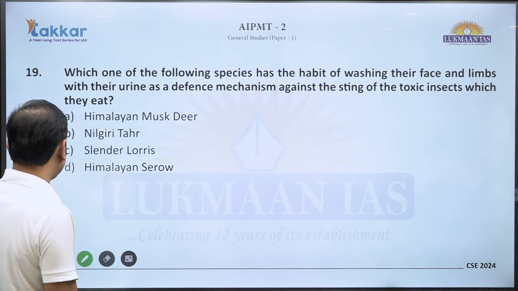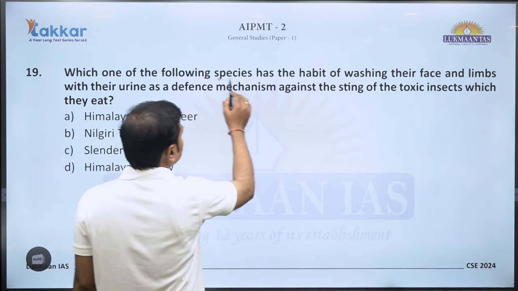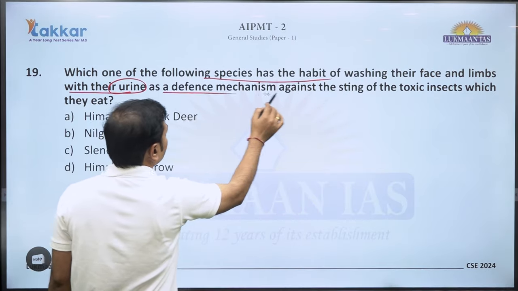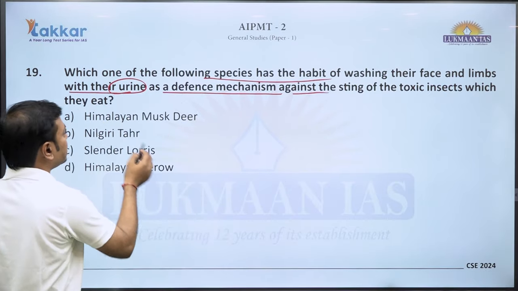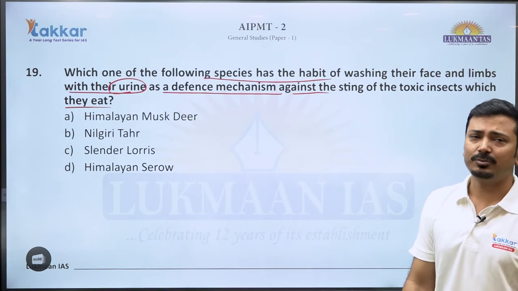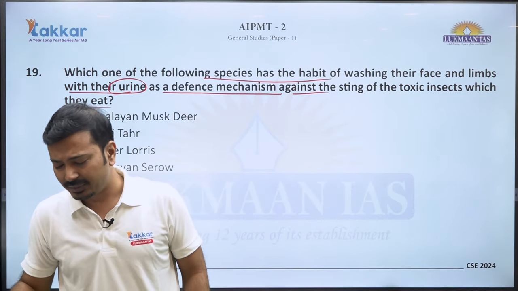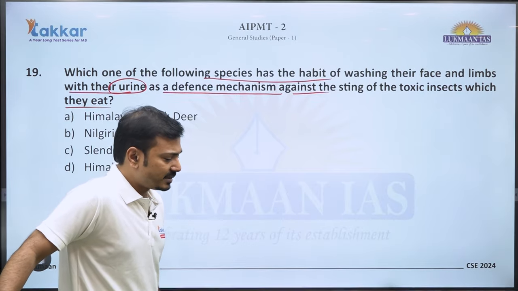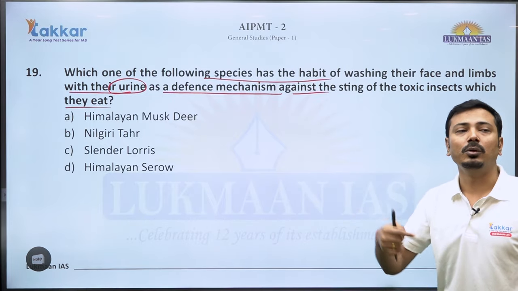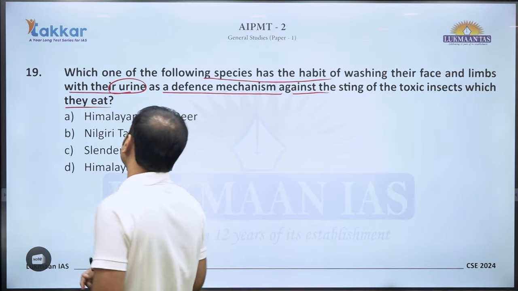Now, unique characteristics of species. I told you we are trying to cover the unique characteristics of species. Which one of the following species has the habit of washing their face and limbs with their urine as a defense mechanism against the sting of the toxic insects which they eat? UPSC recently asked a question on defense mechanisms. Rolling, they roll themselves, like we know the porcupine is there, and we know that many animals, as a defense mechanism, roll. Okay, so they have scales on the body.